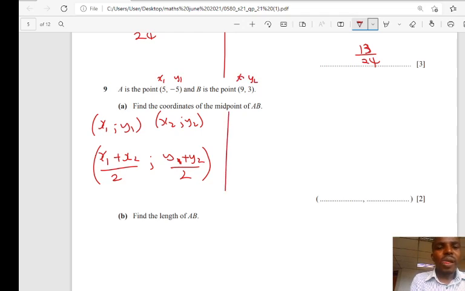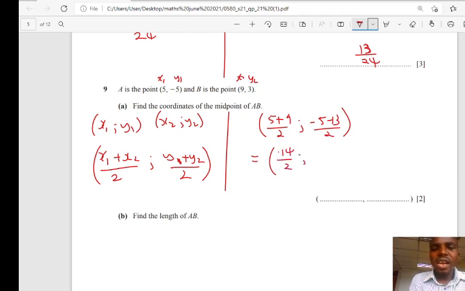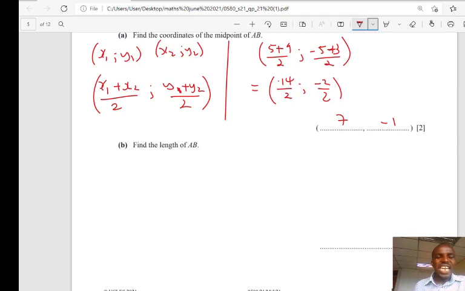You can say here x1 is 5, plus 9 over 2. Then the other one, minus 5 plus 3 over 2. Then from this you can simplify: 5 plus 9 is 14 over 2. Here minus 5 plus 3 is minus 2 over 2. 14 divided by 2 is 7. Minus 2 over 2 is minus 1. Midpoint done.